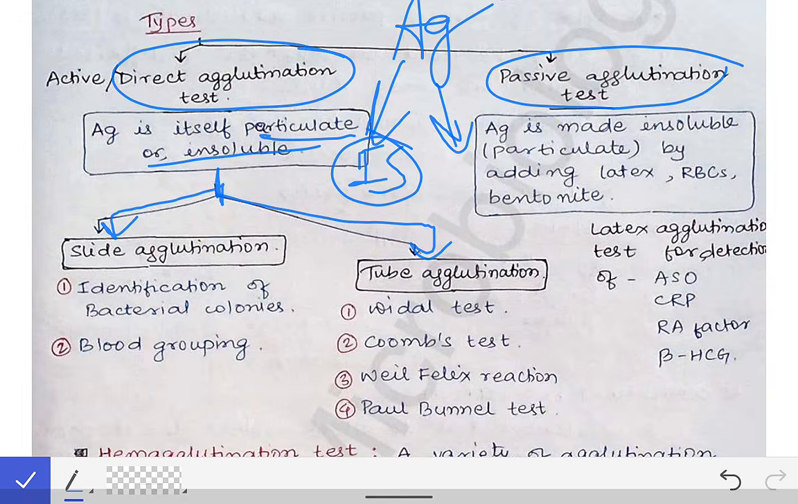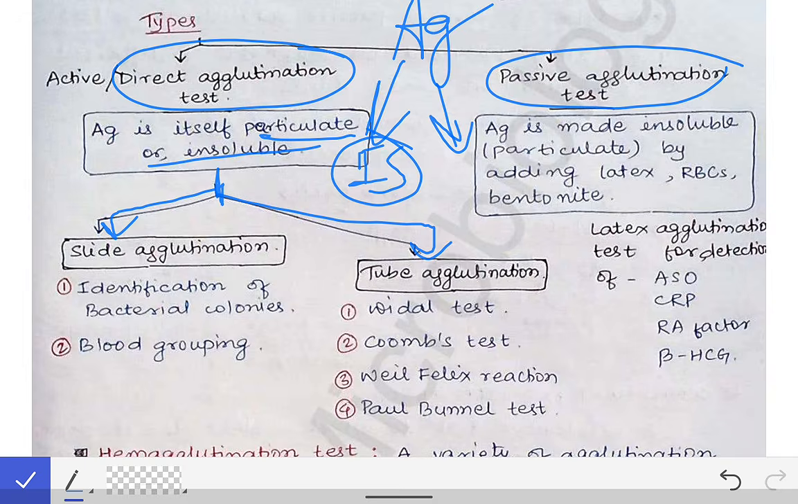So, what is the importance of doing it on the slide or in the tube? The main difference is that with the slide agglutination test, we can only identify certain things, but with the tube agglutination test, we can quantify things. In other words, the tube agglutination is a quantitative test, while the slide agglutination test is only an identification test. We can only identify with the slide agglutination test.